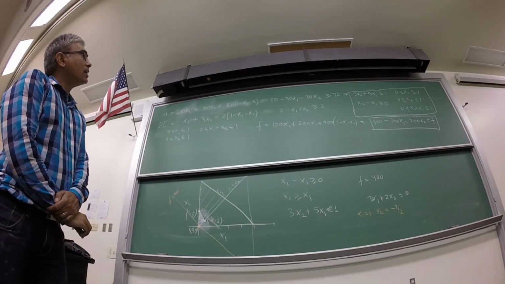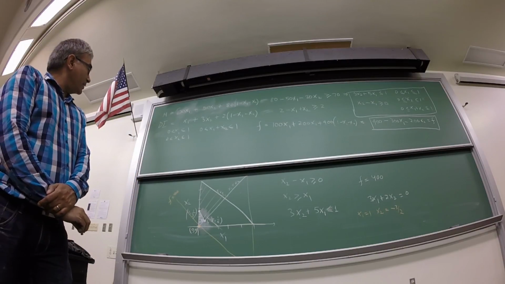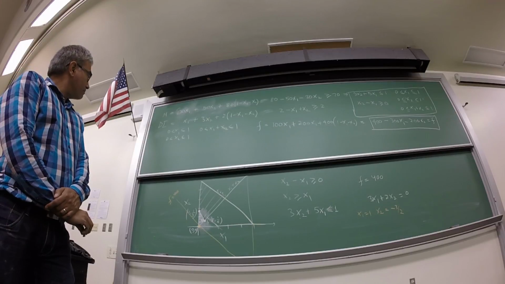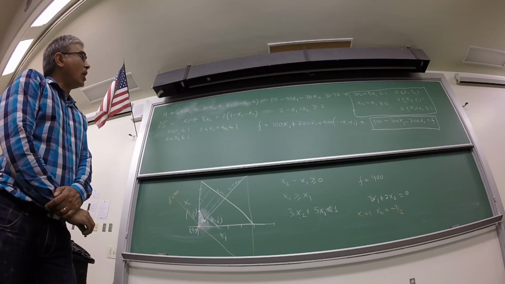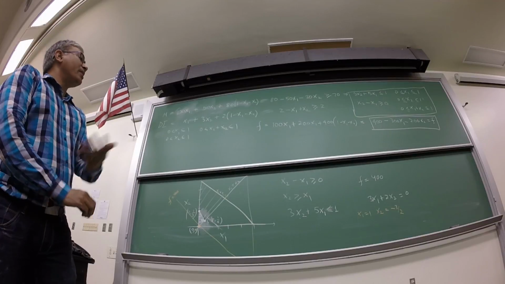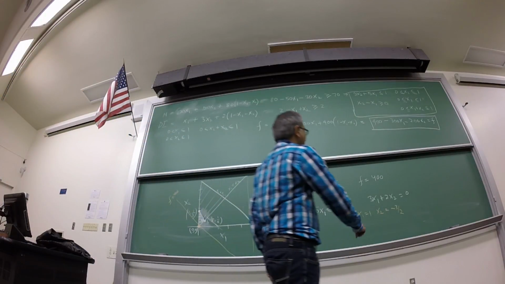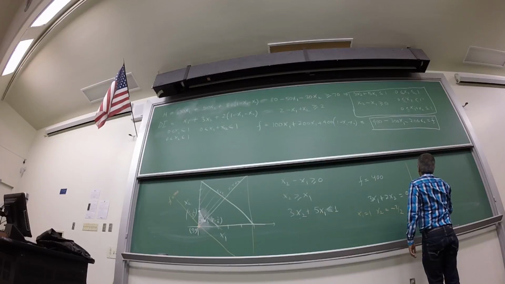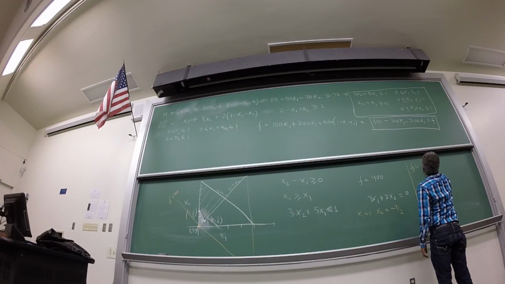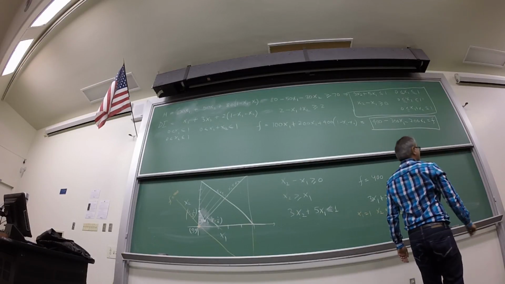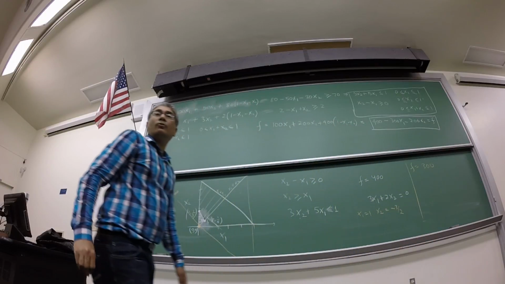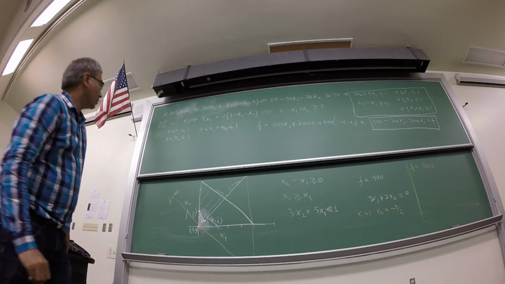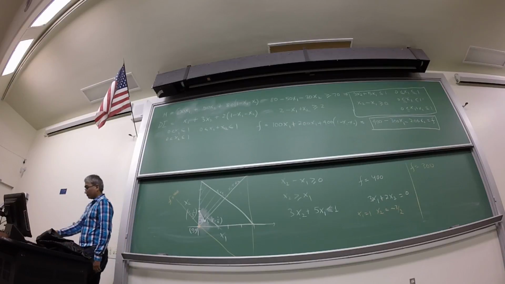All right. Now what if f is not 400, but let's say f is 300. So that was f equal to 400. Let's plot a line f equals 300. We'll do another color.